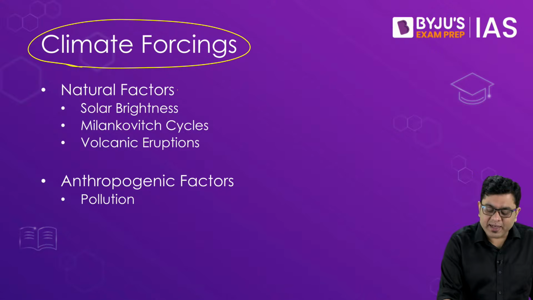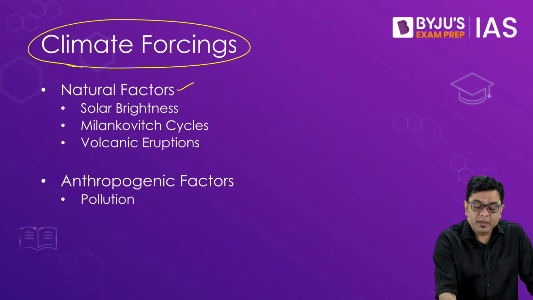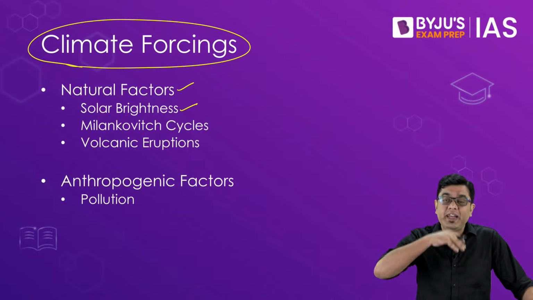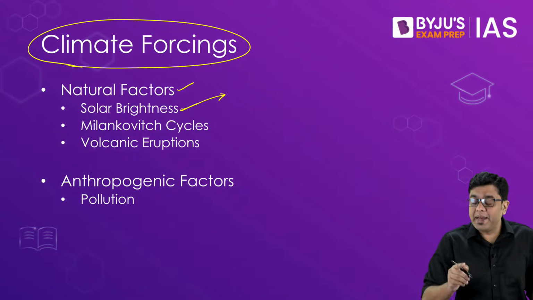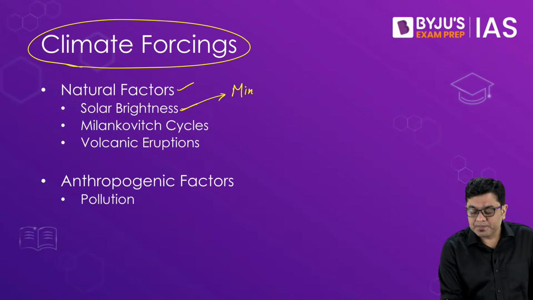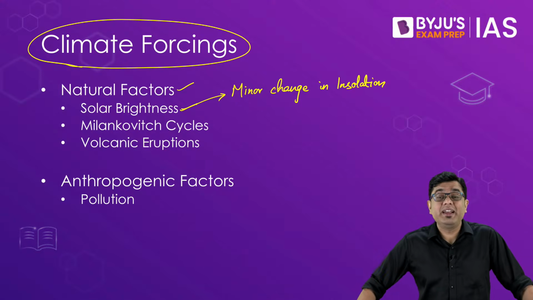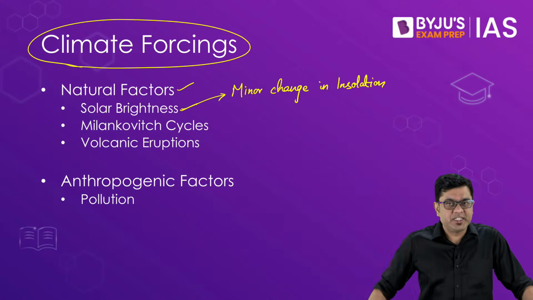If we take a look at the natural factors which can disturb that energy balance, one can be the solar cycle and the solar brightness. The solar cycle over a period of 11 years undergoes a change, and that can bring about a minor change in the amount of insolation received. It can significantly increase the amount of insolation received, and whenever that happens, that will always disturb that energy balance.